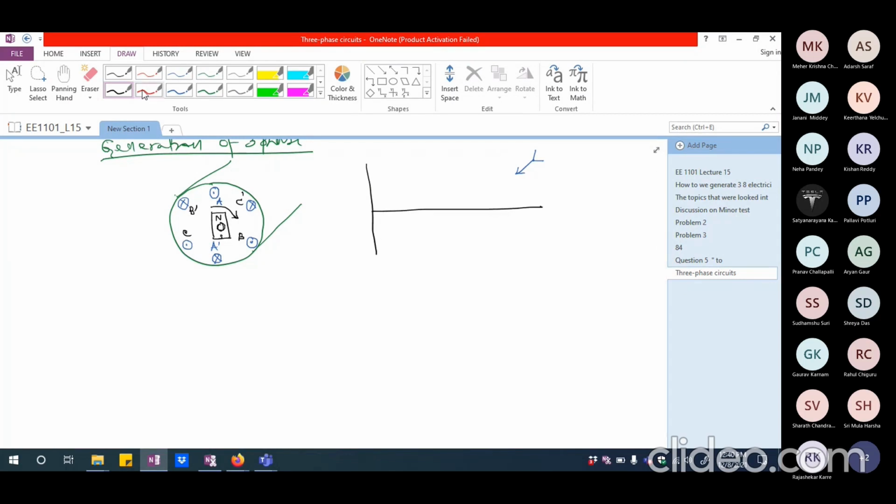So I can show A phase somewhat like this. Okay, and I'm going to have B phase. This again I am showing with respect to omega t. So this is going to be 0, this will be pi, and this is 2 pi. And this is one complete cycle. So this is one cycle from here to here.